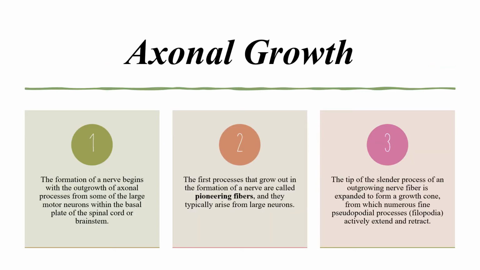So for the axonal growth, first, the formation of a nerve begins with the outgrowth of axonal processes from some of the large motor neurons within the basal plate of the spinal cord or brainstem. And then the first processes that grow out in the formation of the nerve are called pioneering fibers, and they typically arise from large neurons. And then the tip of the slender process of an outgrowing nerve fiber is expanded to form a growth cone from which numerous fine pseudopodial processes or filopodia actively extend and retract. Okay?